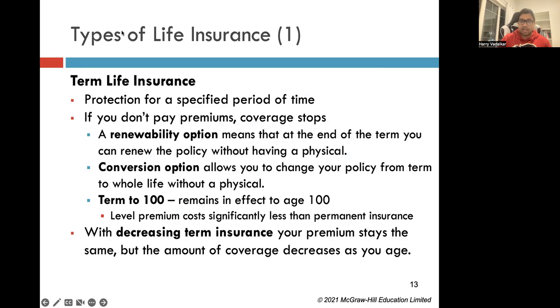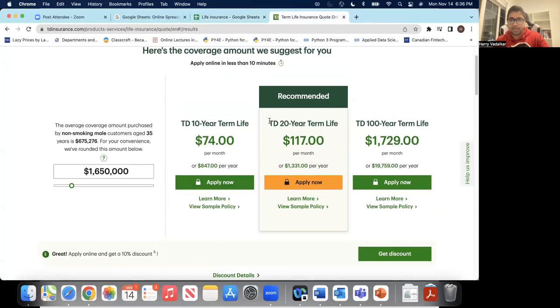Now, what are the different life insurance types? We discussed term life insurance. Term life insurance is pure insurance. It is protection for a specified period of time. Example was in that life insurance policy, it is a 20-year term policy. It means it protects you for 20 years from the date of signing. So for 20 years, you pay $117 monthly and you are protected for 1.65 million. So if something happens, the family gets 1.65 million. Once the policy gets over, you have to buy another insurance.